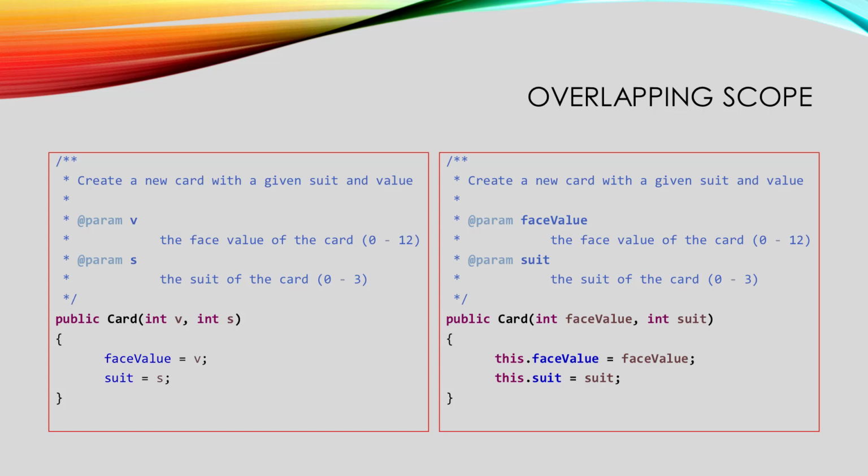Sometimes people will write these methods using the same names for the method parameters as for the instance variables. These two constructors do exactly the same thing. In this example, though, there are two variables named face value, and they have overlapping scopes. The instance variable scope is the entire class, while the method parameter scope is just this constructor. When this happens, we have to be careful to make sure that the compiler knows which one we mean. The rule is the variable name alone is the local variable, and we denote the instance variable by preceding the name with this and a period.